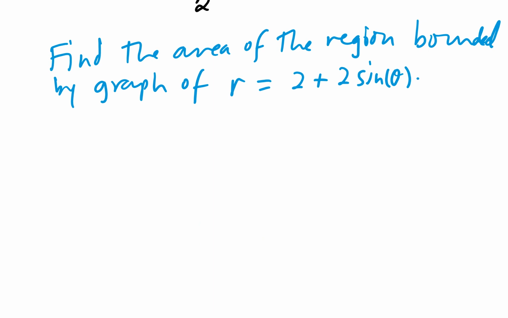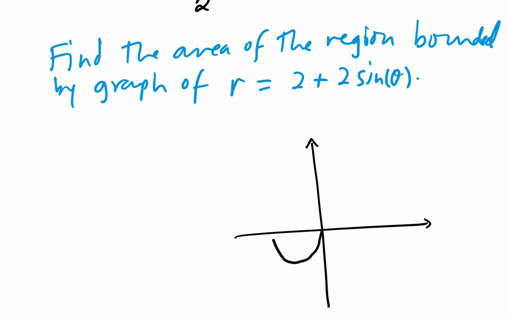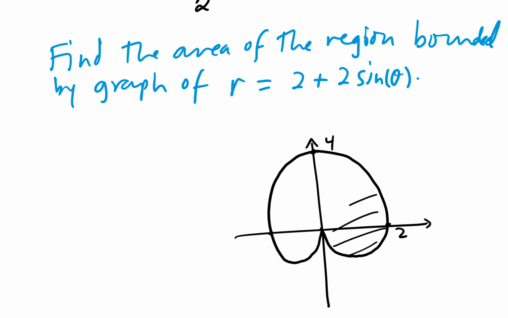Sine is either up or down. Because the middle sign is plus, it is going to be up. So the cardioid is going to go this way, up, down. So that's about 2 units, 4 units up, 2 units to the left. So we were asked to find the area of this whole thing.